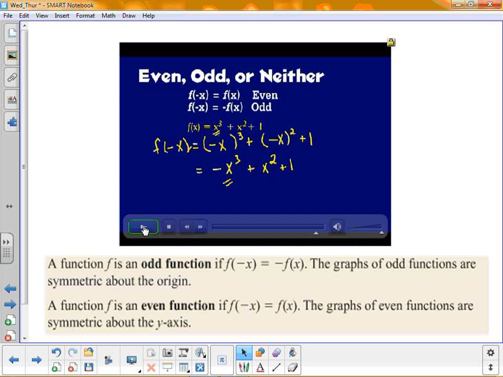Look, it's not the same all the way through. In the first term, it's the opposite of the first term. But notice it's not the opposite of the second term, and it's the same as the third term. So in my choices of whether this equation is even or odd or neither, this is an example.